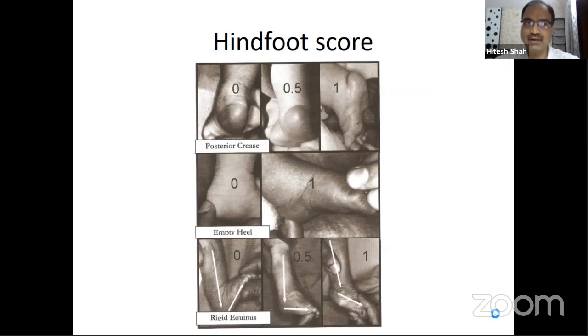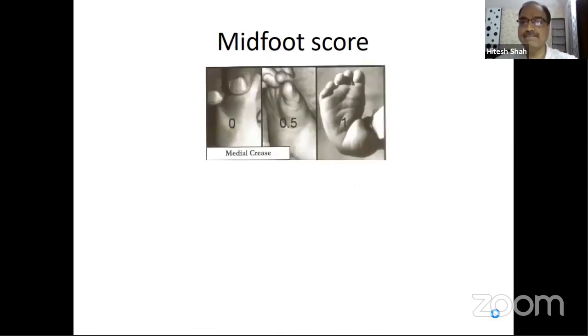Similarly, when you can palpate the calcaneum, that is not an empty heel sign, and it is scored 0. If you cannot palpate the calcaneum in the heel, then it is a positive empty heel sign, and it is scored 1. When we test dorsiflexion in rigid equinus, if we cannot achieve any dorsiflexion, it is 1. If the patient can passively dorsiflex beyond neutral, it is 0. And if one can only achieve neutral, that is 90 degrees between the tibial axis and the foot axis, it is 0.5.